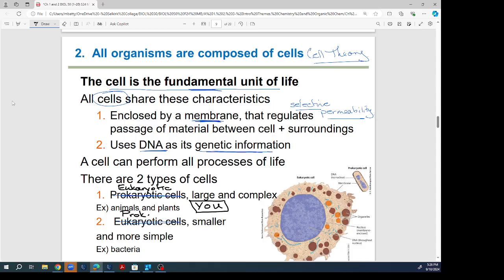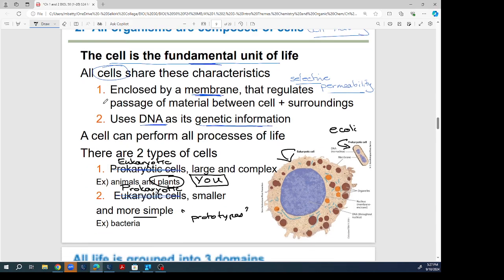Prokaryotic cells are smaller and more simple. So bacteria is a good example. They're prototypes, if you will. They came before us, and they're smaller, they're older, and they're more simple. So those are the two types of cell, you being a eukaryotic. Plants are also in there with you. And we have some pictures over here. So these would be the larger eukaryotic cells, and these would be the smaller prokaryotic cells, like E. coli, a bacteria. Okay. Hopefully there's no more errors.